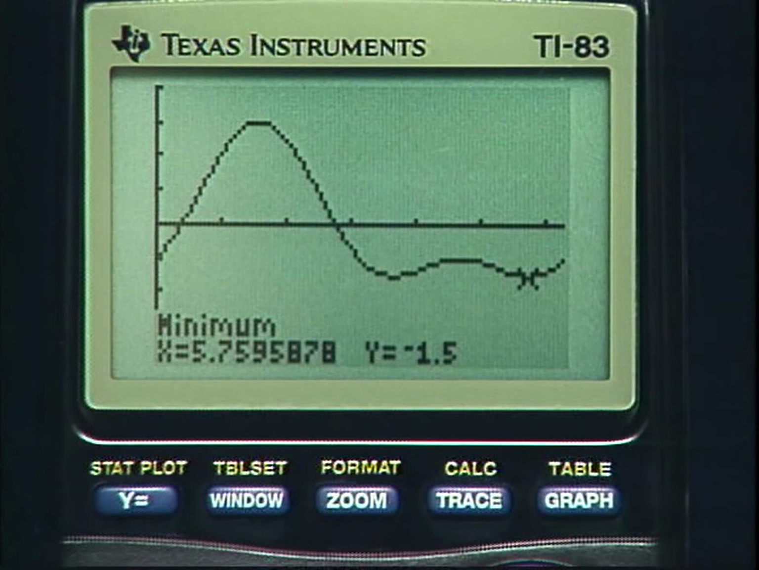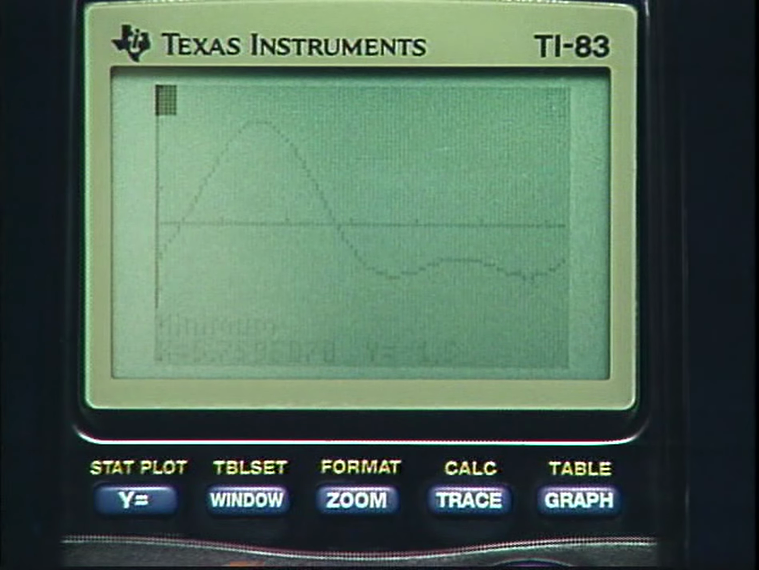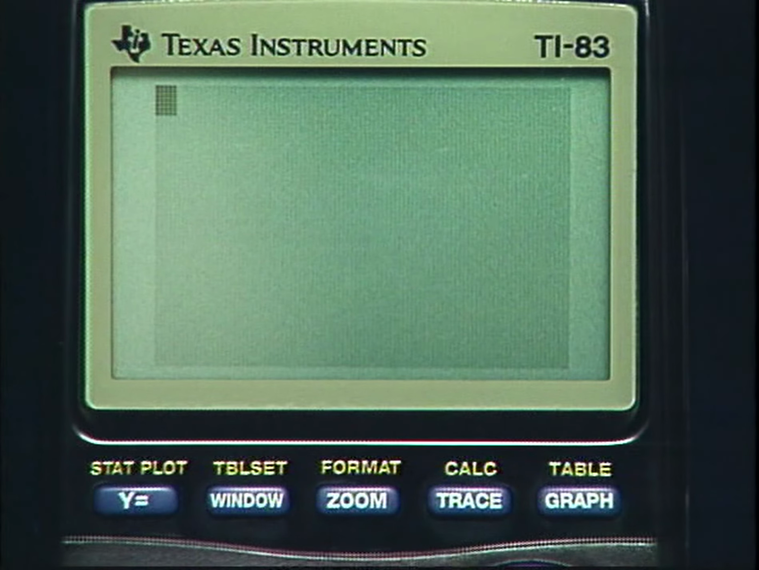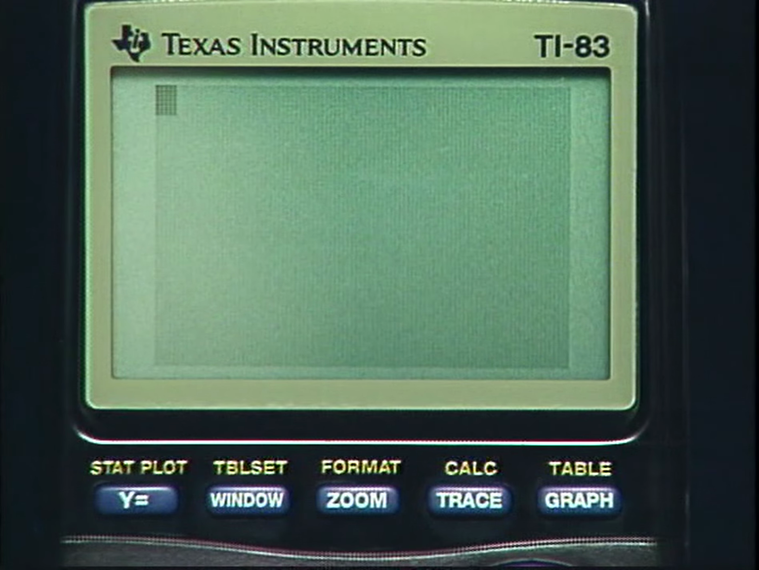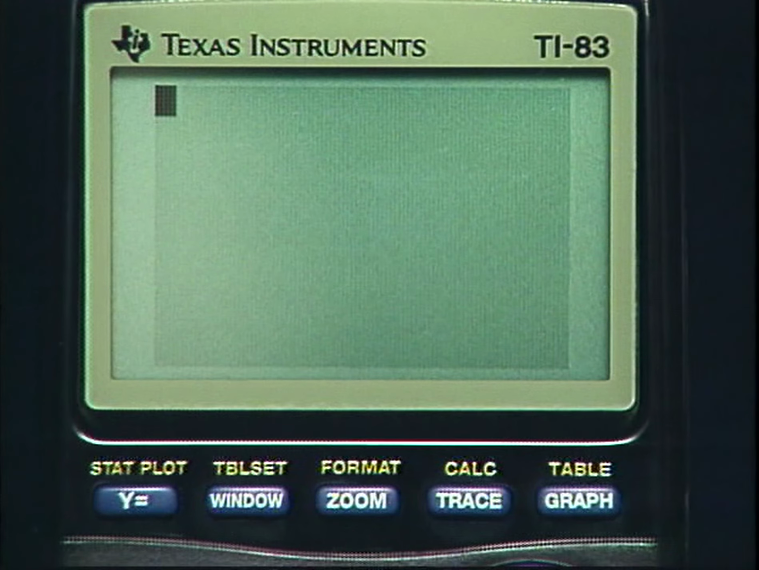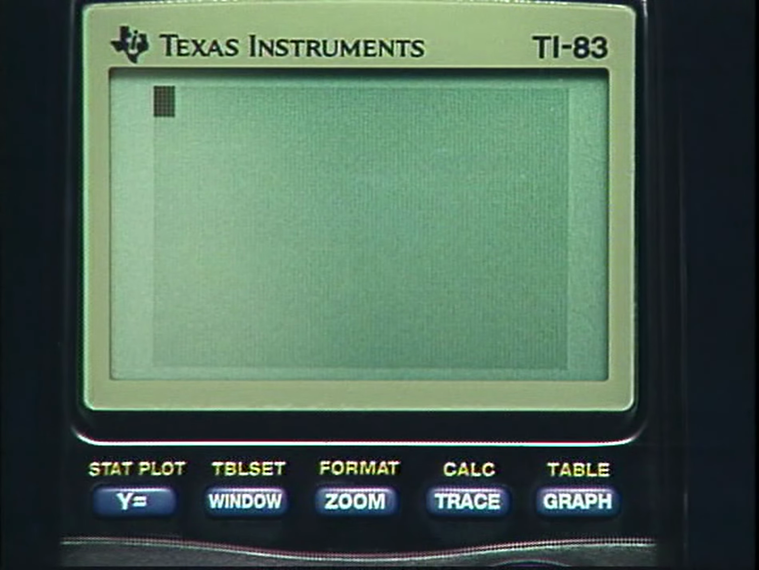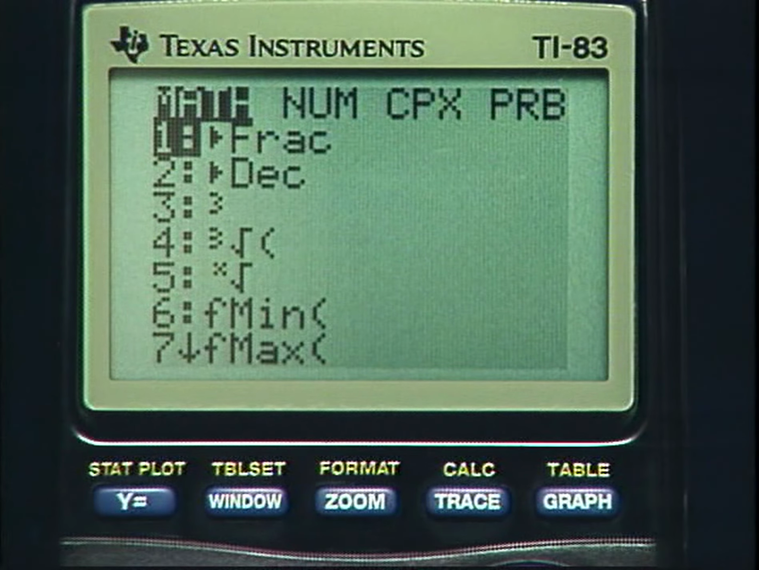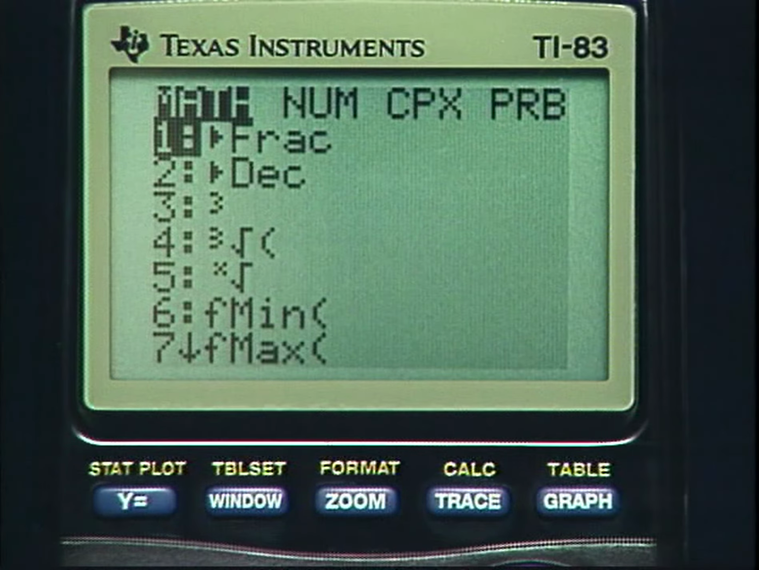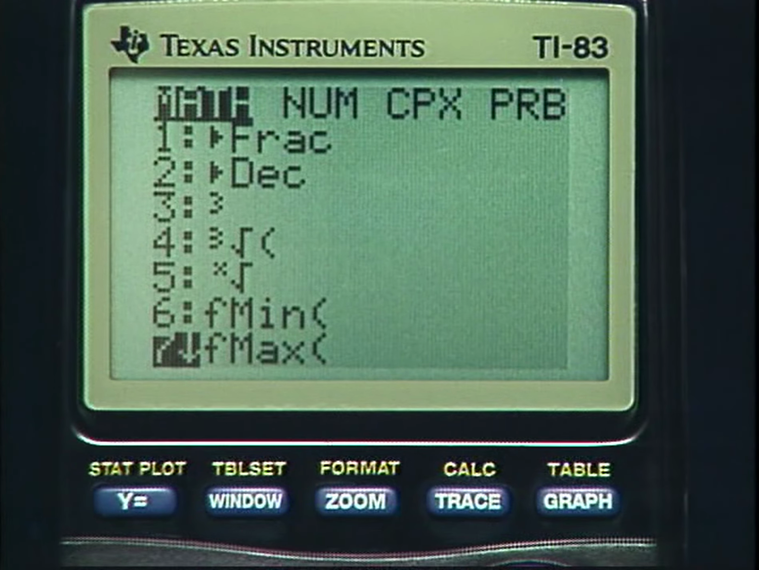Well, let's do this a little bit differently. I'm going to go to a home screen here by quitting out of this menu. It turns out that we can make the calculation through a more algebraic kind of approach, and we use the math menu. I'm pressing the button marked math now. And within this menu, we have F-min and F-max.